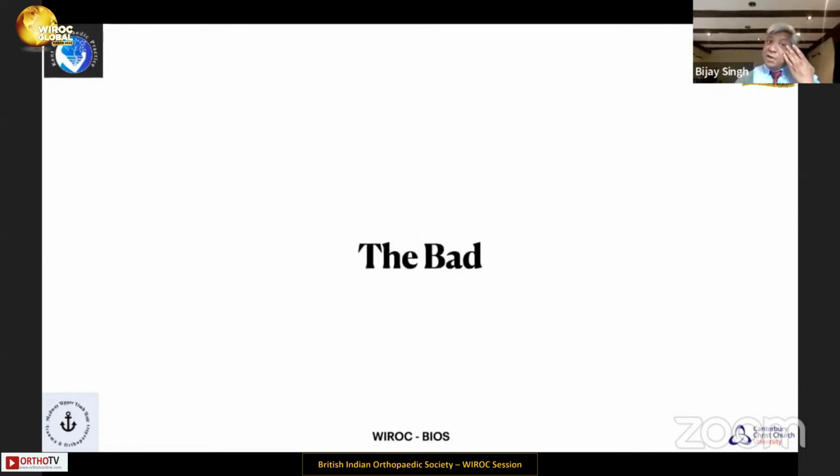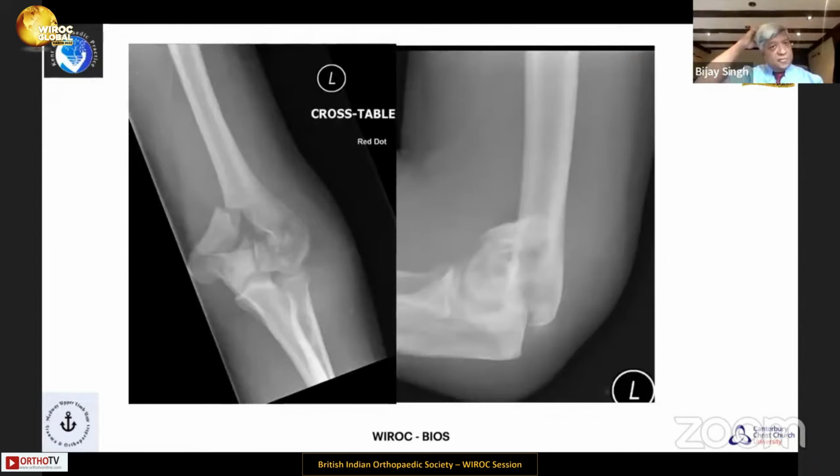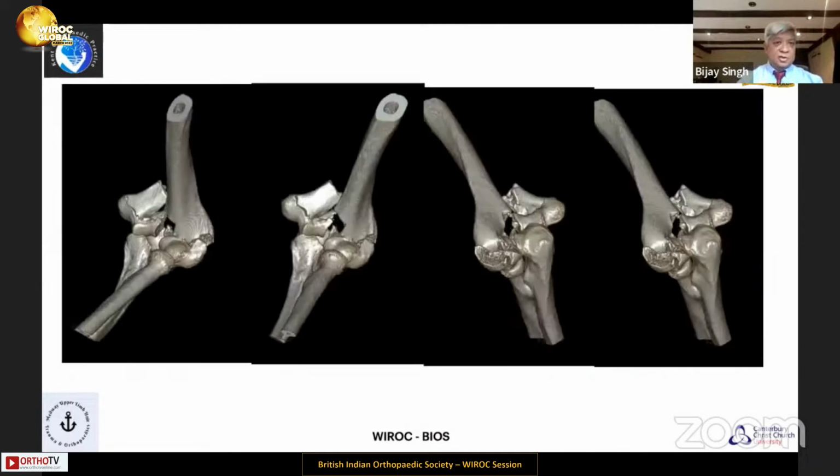The bad is where there is intra-articular comminution. So this is a 35-year-old female who came to me a few years ago now, fell on her hen do, and her wedding was scheduled 8 weeks later on, and wanted to have this fixed so that she could have her arm out of a plaster and getting her movement.